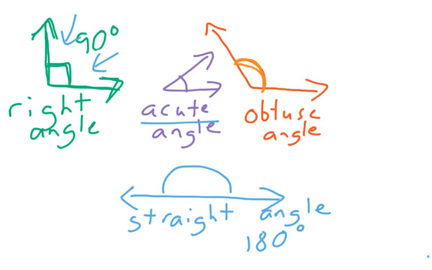And then lastly, we have one called a straight angle. A straight angle is just a straight line that's 180 degrees. So really, it's just a straight line. There's no corners or points on it. It's just a straight line, and therefore it's called a straight angle.